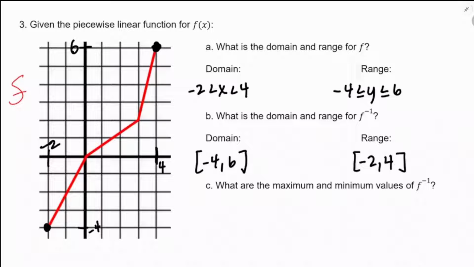What are the maximum and minimum values of f inverse? Well, if you think about the values of f inverse, the outputs right there, they're running from -2 to 4, so the minimum is going to be -2, and the maximum is going to be +4.